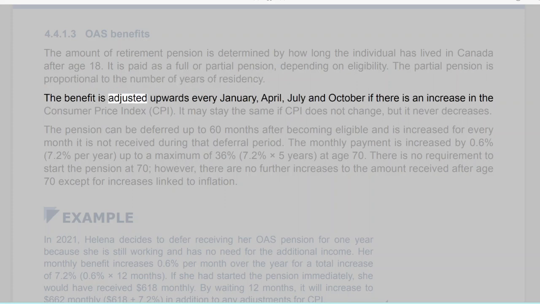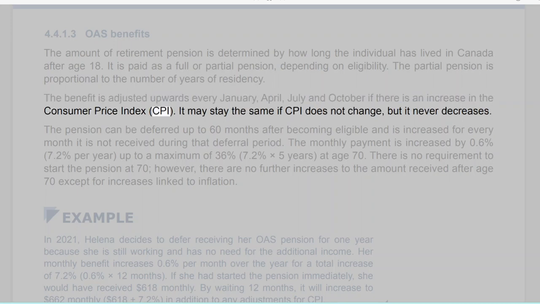The benefit is adjusted upwards every January, April, July, and October if there is an increase in the Consumer Price Index, CPI. It may stay the same if CPI does not change, but it never decreases.